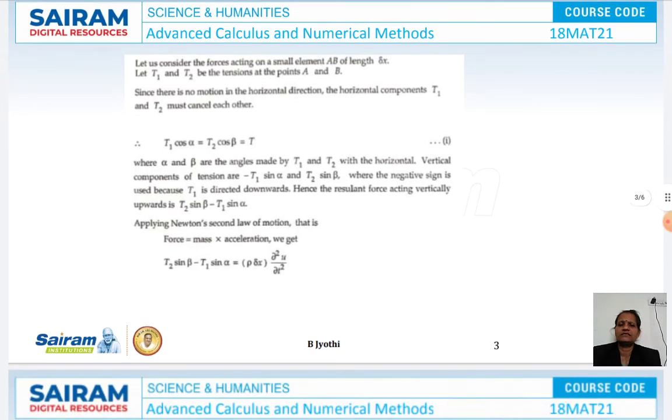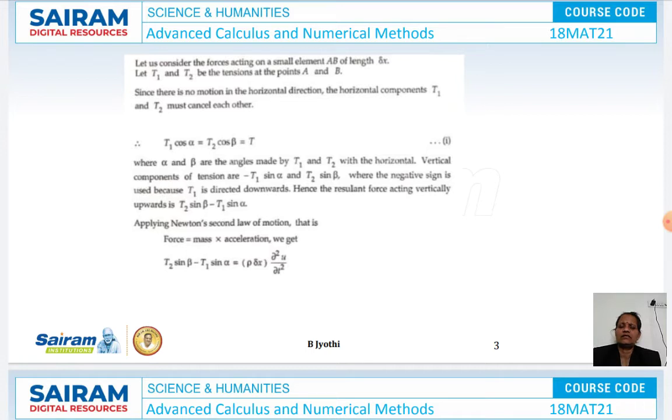So we consider the forces acting on a small element AB of length delta x, and T1, T2 be the tensions at the points A and B. Since there is no motion in the horizontal direction, the horizontal components of T1 and T2 must cancel each other. Therefore, T1 cos alpha = T2 cos beta = T. Let us call this equation number 1, where alpha and beta are the angles made by T1 and T2 with the horizontal.